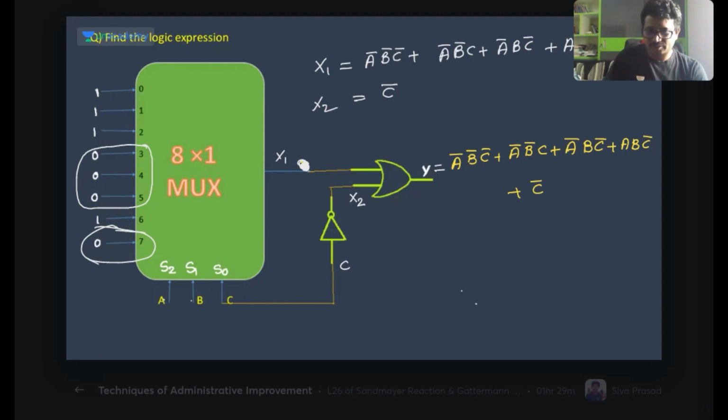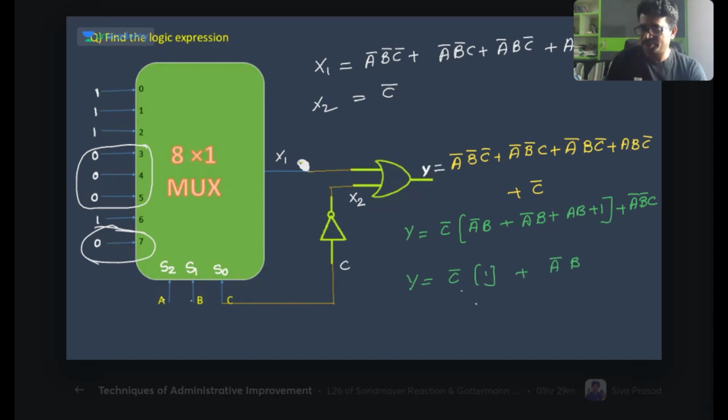So from this, what we can say, y is equal to, if I take the C bar common, then this is A bar B bar plus A bar B plus A B plus 1 plus A bar B bar C. So what I will get now, y is equal to C bar into (1 plus A bar B bar C). Check it, all of you. 1 plus anything is 1 only.